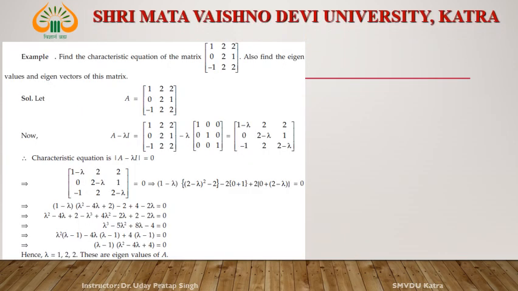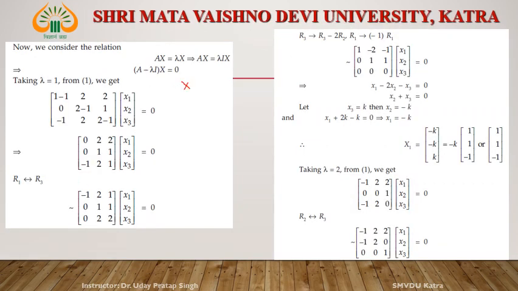Now let us see the next example. What is the characteristic equation of the matrix, and also find the eigenvalues and eigenvectors of the matrix. See, A is given by this, then determinant of A minus lambda I equal to 0. First find the equation. This one is the determinant of the matrix A minus lambda I. Determinant of this is equal to 0. After solving this, we got this one. Find the value of lambda. Lambda is 1, 2, 2, so these are the eigenvalues of the matrix.